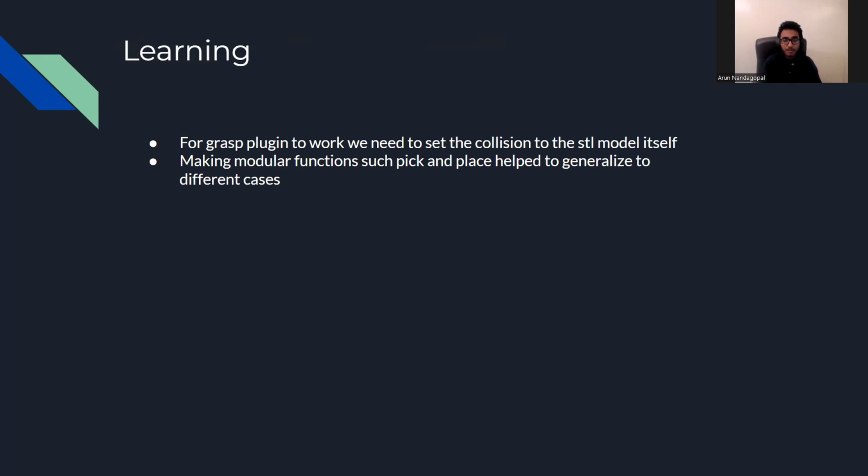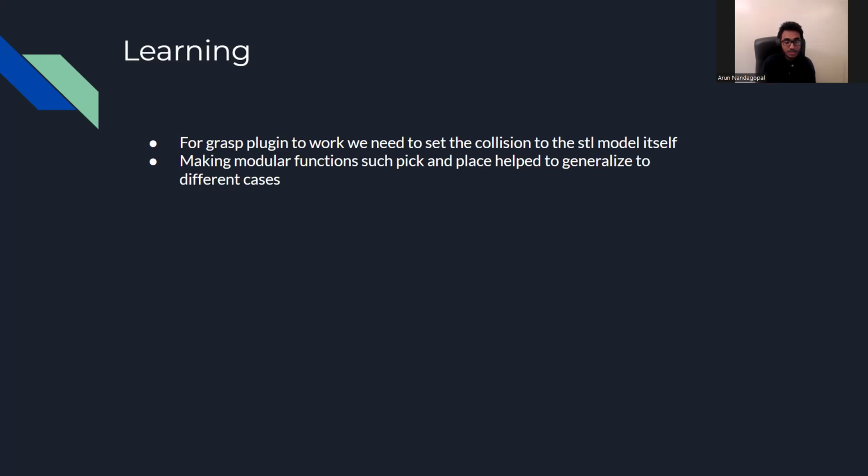And apart from this, I did face a lot of problems with regards to the grasping for the different pieces I needed to pick. Some things which I learned along the way were that my collision for the chess piece was not set properly, and because of that, I was not able to grab these pieces and move them. So for the grasp plugin to work, the collision has to be set properly. Only then would it work, because only during collision does the grasp plugin turn on and grasp a particular piece.